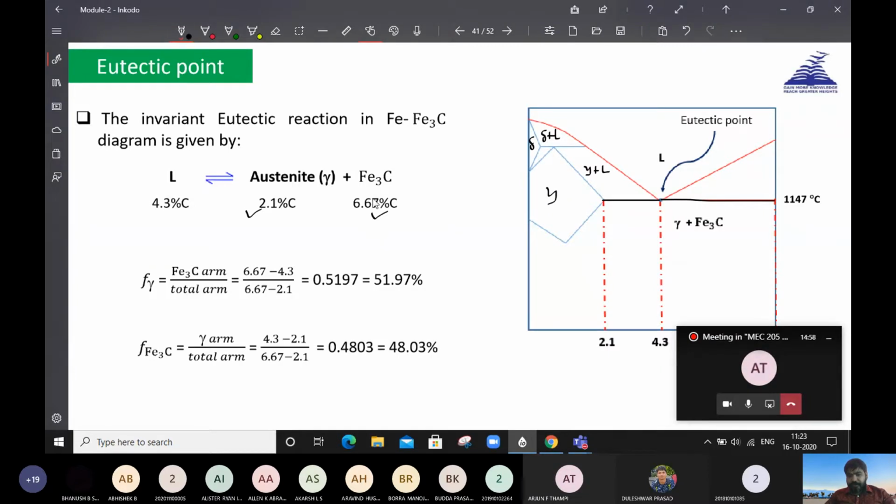Okay. Now we have found the composition at the eutectic point. The next thing we are going to do is find the amount of phases. In order to find the amount of phases, we are going to use the lever rule, the same lever rule. The amount or fraction of phases is given by the lever rule, which we have already discussed again and again.